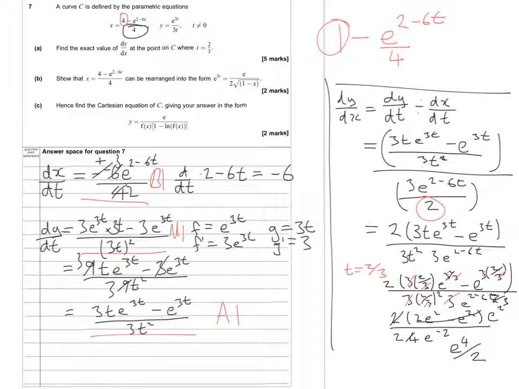You then got 1 mark for clearly showing this or this, so that your dy by dx was dy by dt divided by dx by dt. You didn't have to have anything really correct there, you just had to have clear evidence that that was what you were trying to do. And then you got your final mark for e to the power 4 over 2. No follow through, anything like that. You either got it as e to the power 4 over 2 or you did not get that mark at all.